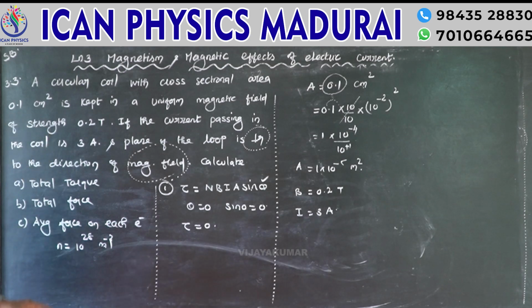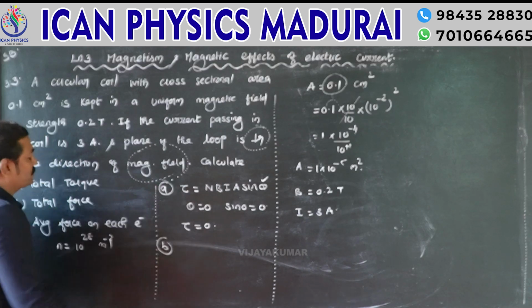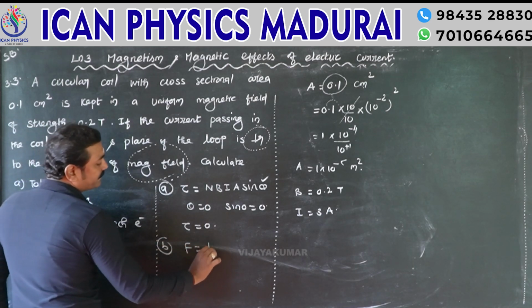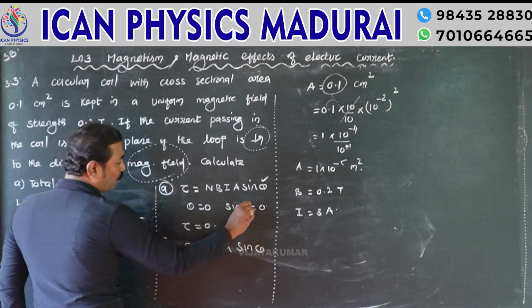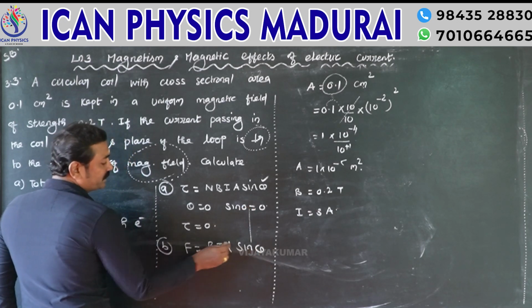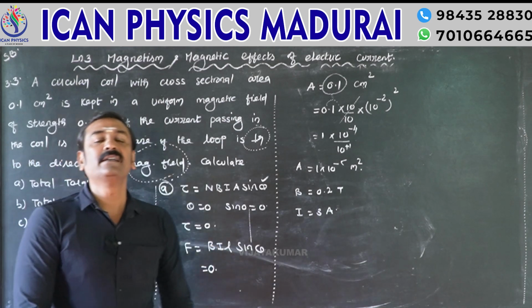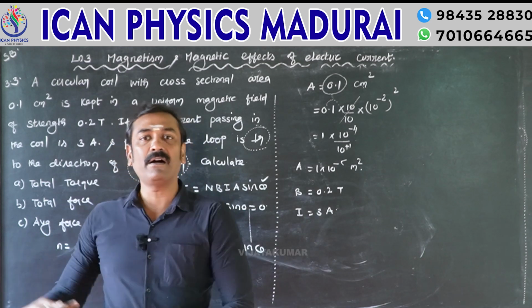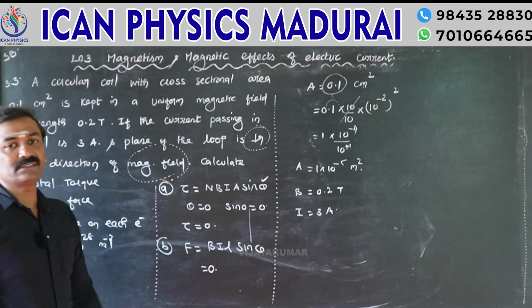No doubts. The next one is total force. So how can we calculate the total force? B I L sin theta. Once again, the same case: 0 into something, 0. Or otherwise, how can we write it? The total force due to the couple on the coil is 0. So once again, the force is 0.